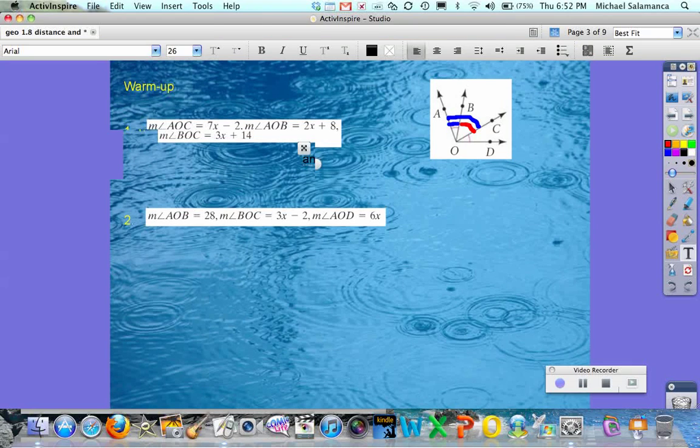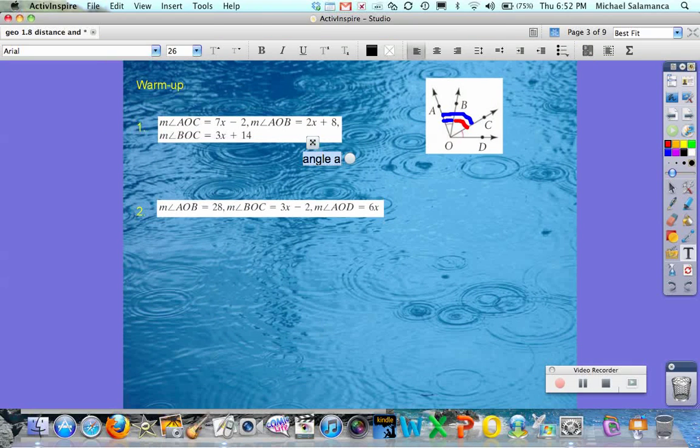So angle AOC, let me change this to yellow so it's easier to see. Angle AOC equals angle AOB plus angle BOC. Now it said 7x minus 2 is equal to 2x plus 8 plus 3x plus 14. So that was just using simple angle addition postulate. Now we're going to simplify and get 7x minus 2 equals 5x plus 22.